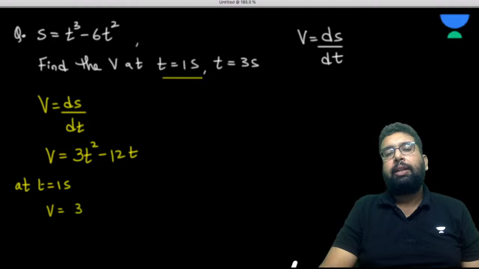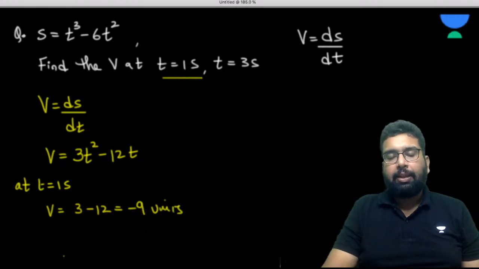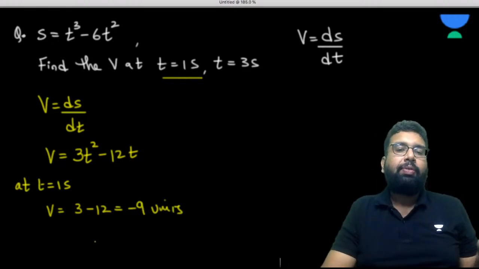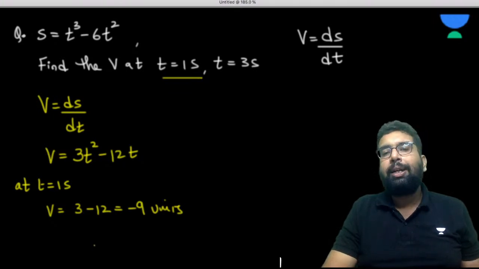So we'll be getting 3 minus 12. So this is going to be minus 9 units, right? Minus 9 units or minus 9 meter per second, if the unit of the velocity you consider to be meter per second.